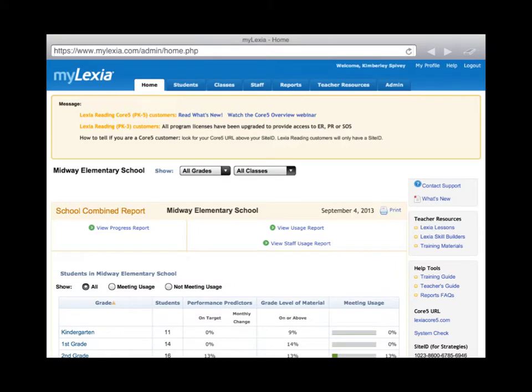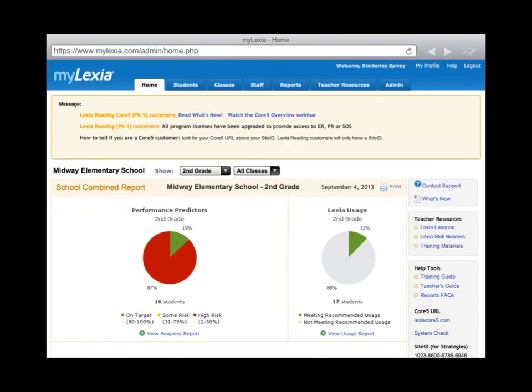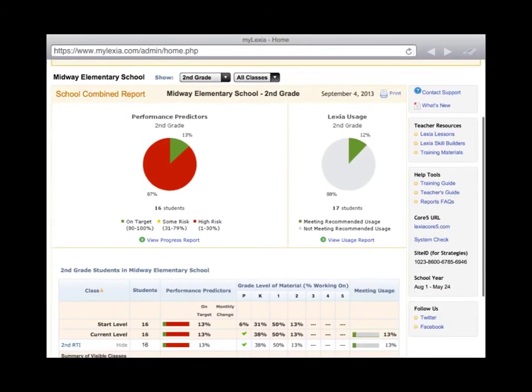Because you only have one grade, you will not see all grades. You will see your individual grade, so you can click on your class, because all students in second grade are in one class, all students in third grade are in one class, etc. They're not divided by homeroom.